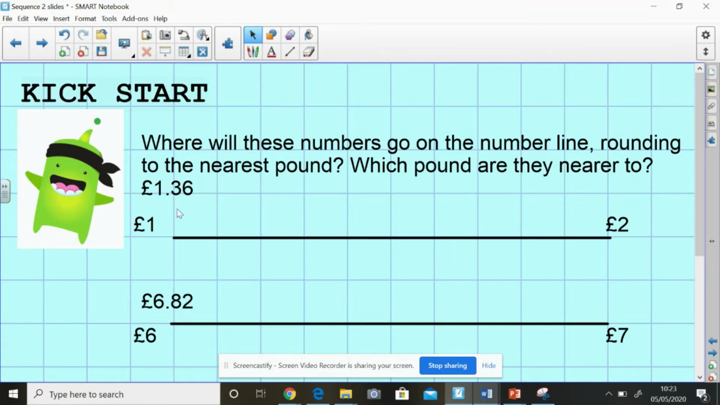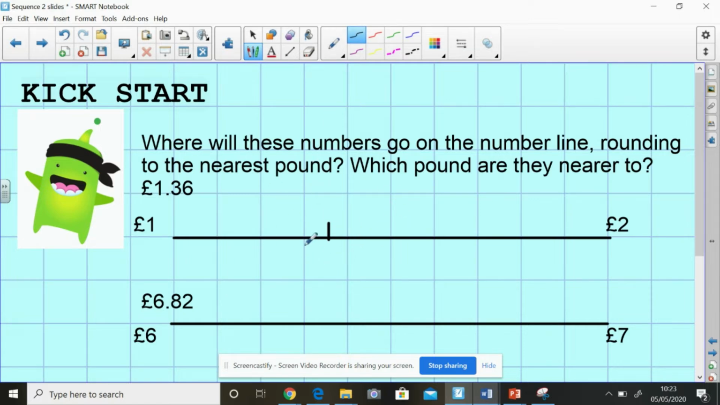And then we think, where is our £1.36 going to be placed? We have £1, 10, 20, 30. So it's going to go somewhere after this line because it's not exactly £1.30, it's £1.36. So it's going to go just after around here. So just after halfway between £1.30 and £1.40. That's the first thing we do. We've worked out whereabouts it's going to go on our number line.